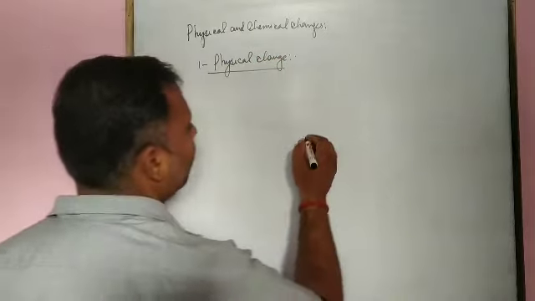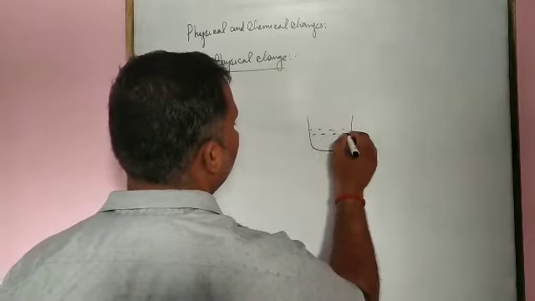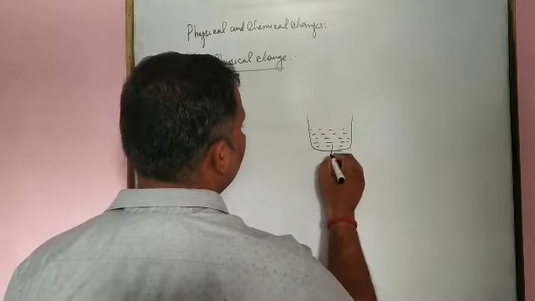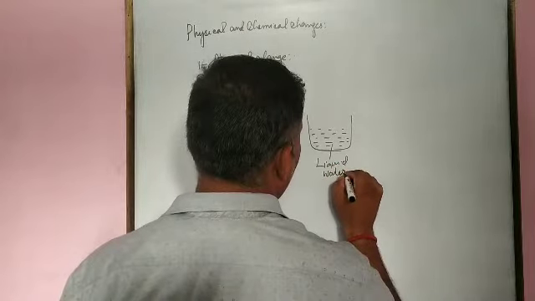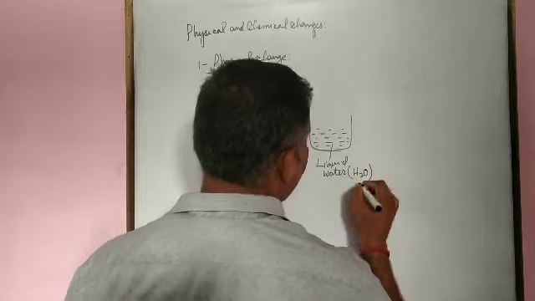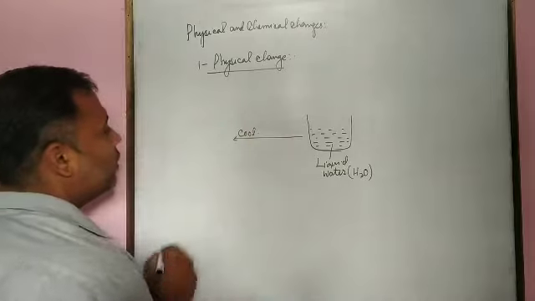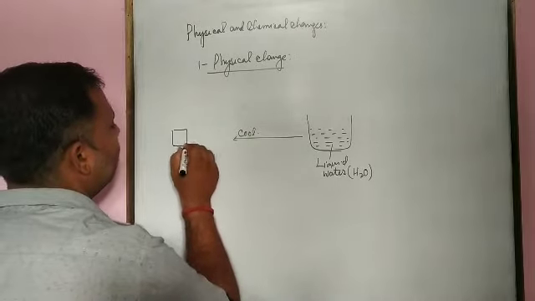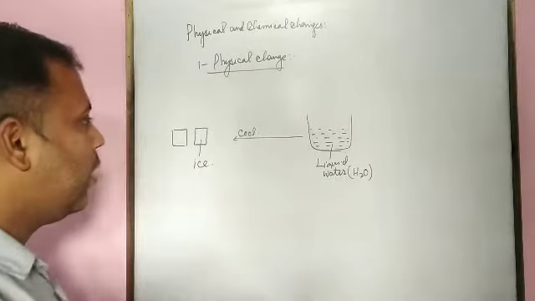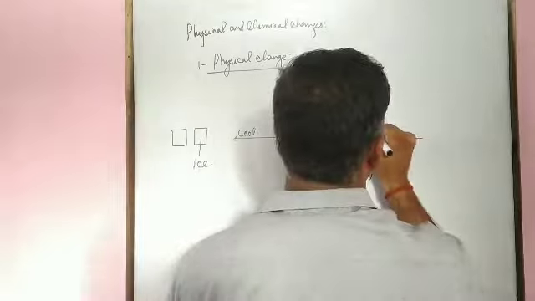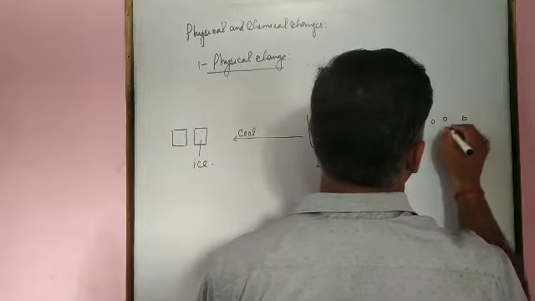If we have liquid water, this one is liquid water. We know the composition H2O. When we cool it, it is converted into ice. And when we heat it, it is converted into vapors.